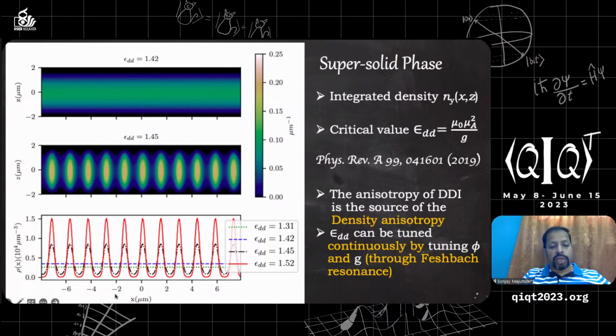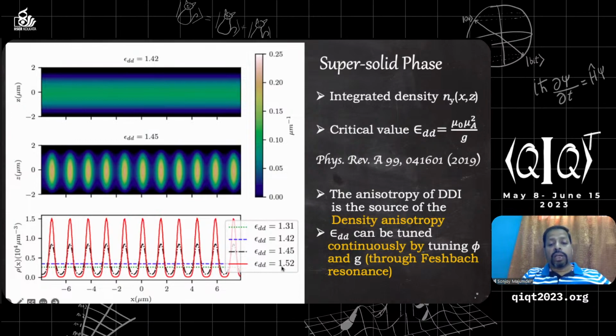This is rho(x) versus x. In one dimension, if you see the picture, the peaks are popping out distinctly. This was the superfluid. When epsilon_dd is 1.31, and when epsilon_dd is 1.42, it is also a superfluid. Slowly, when epsilon_dd is 1.45, the density profile is this one, and in one dimension you can see that you will get all the harmonics of the densities coming up, and that can be enhanced.